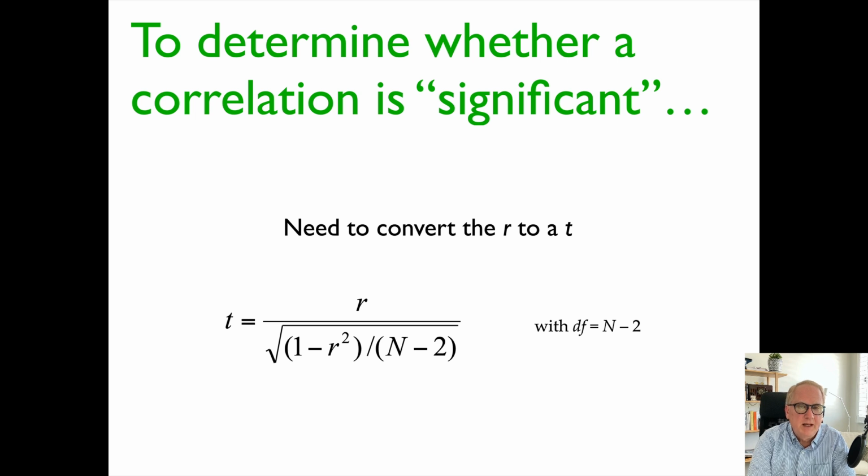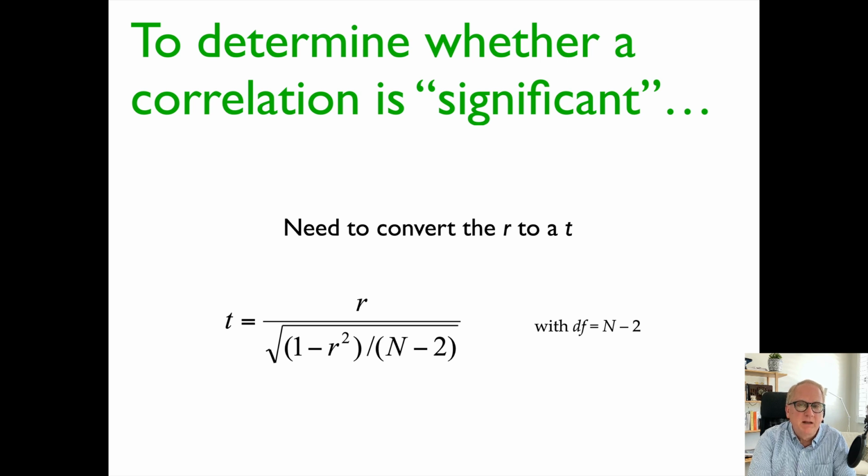So to determine whether a correlation is significant, what we do is we convert the r to a t using this formula. So where I put the r in the numerator, and then in the denominator, you can see I have the square root sign, and everything underneath there is brackets 1 minus r squared, brackets, then I have a divided symbol there, and then n minus 2. And it turns out then that degrees of freedom for an r is n minus 2. So this time it's not n minus 1. For an r, degrees of freedom is n minus 2.